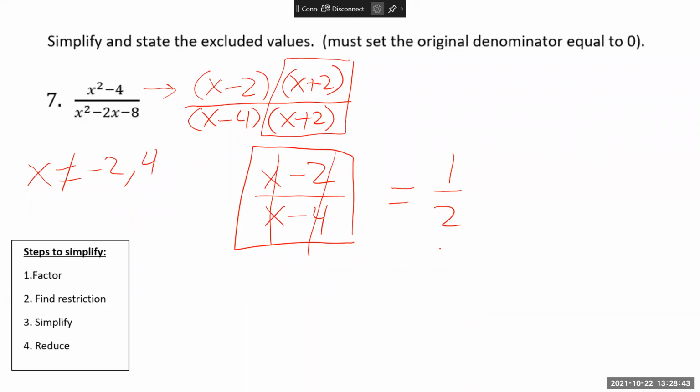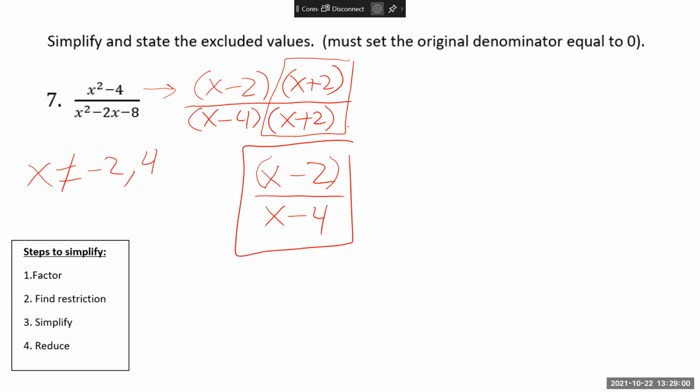I cannot do that because both the top and the bottom have a subtraction. That x minus 2 and the x minus 4, each of those is a brick, a block that stays together. I cannot cancel out just a part of it. This is my final answer. That is as simple as it gets.